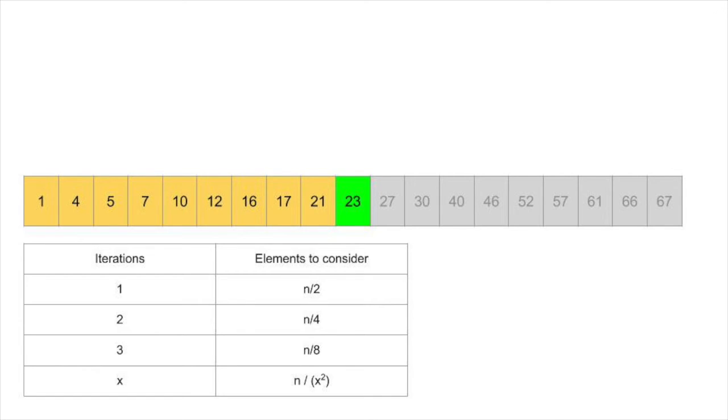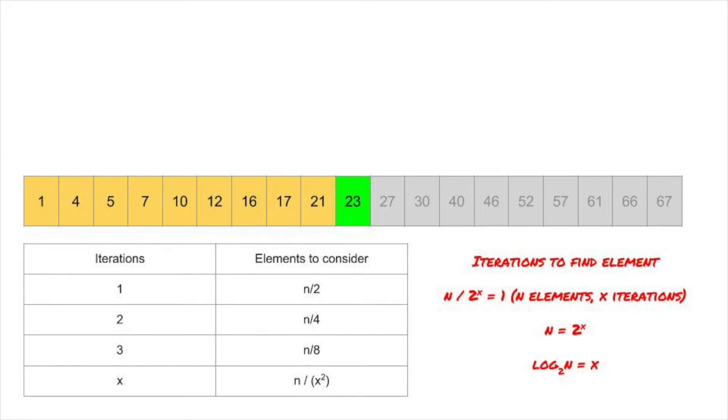This gives us the formula n over 2 to the x equals 1. To calculate x, the number of iterations, we multiply both sides by 2 to the x, giving us n equals 2 to the x, and then take the log of both sides. The number of iterations we expect is O of log n. This pattern also appears in looking through a balanced binary search tree for similar reasons.